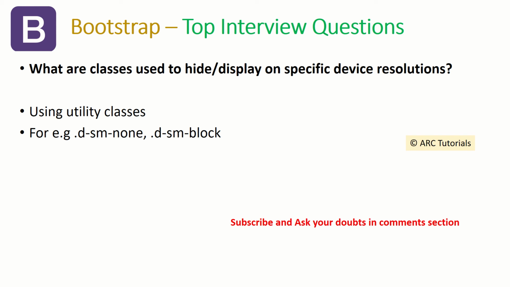Now, what are classes used to hide and display on specific device resolutions? So we can say using utility classes, we can definitely hide and show elements on certain specific device resolutions. Like .d-sm-none, that is, don't show this on small devices. Or we can say .d-sm-block, show them on small devices. So you can give multiple examples of how you have used classes to hide and show on different devices. Make sure you go through them.